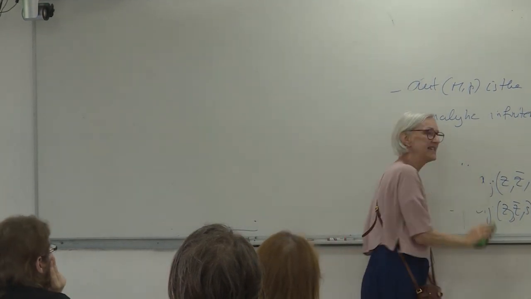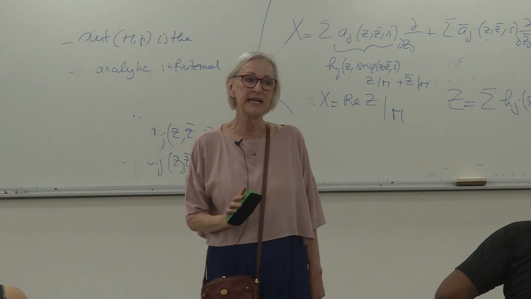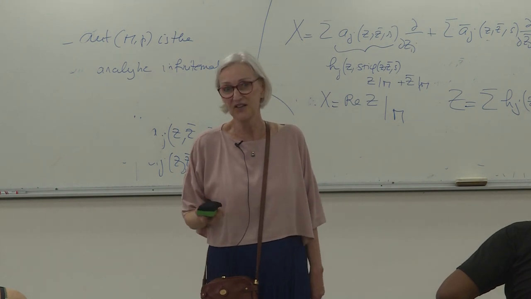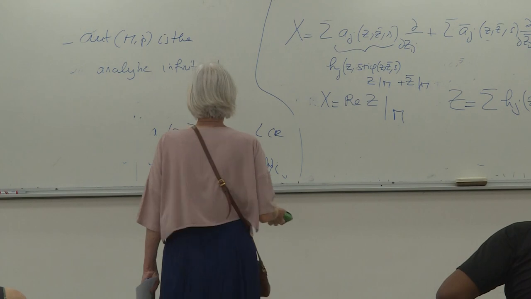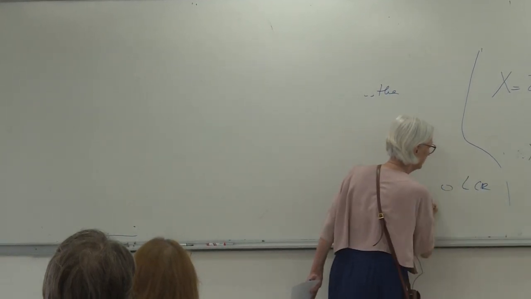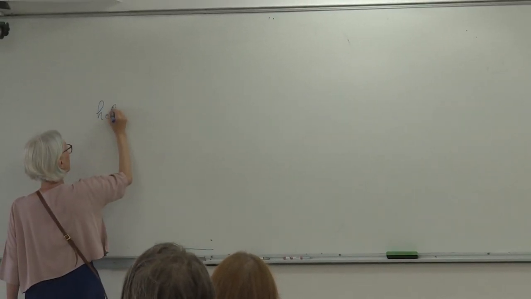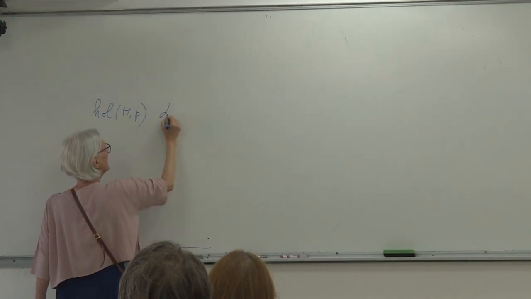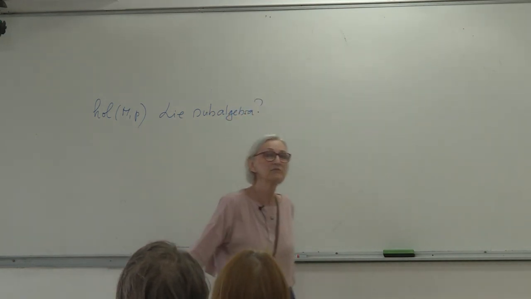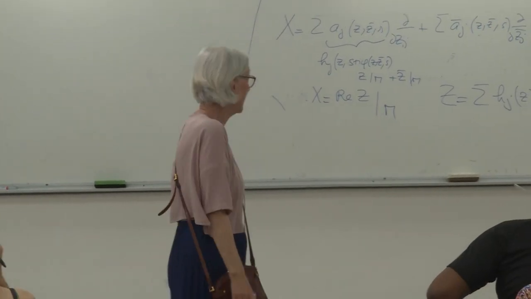So the next question: is it a Lie subalgebra? What do you think? We know that Aut M is a Lie algebra. My question is, is Holm M P also a subalgebra? What do I have to check? Question: is Holm M P a Lie subalgebra? What do you think? Yes, I think yes. How do you prove it? By using this? Yeah. How?